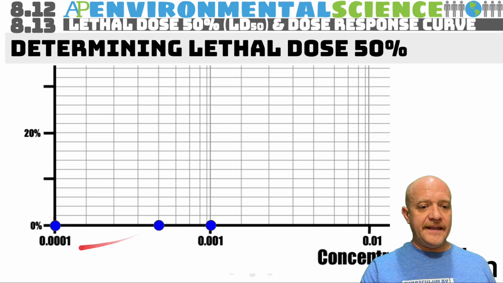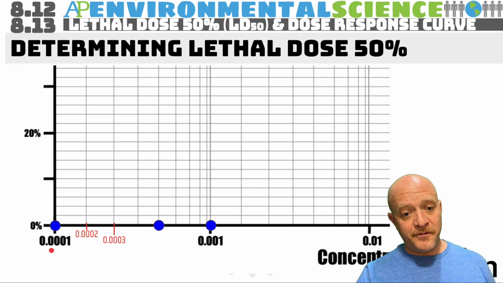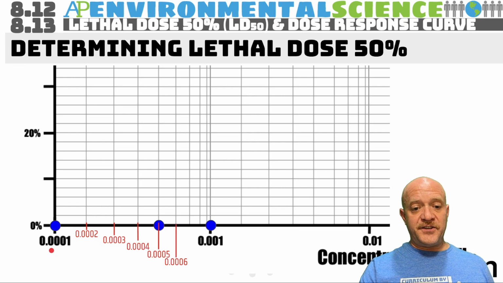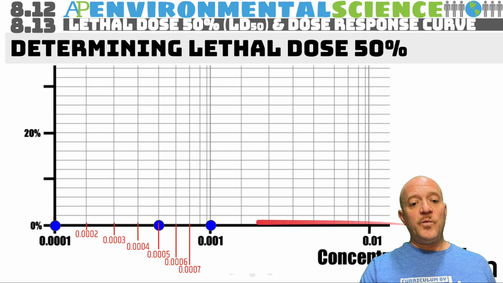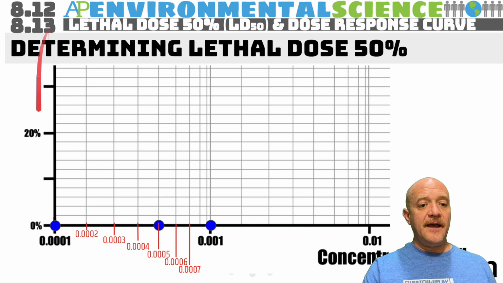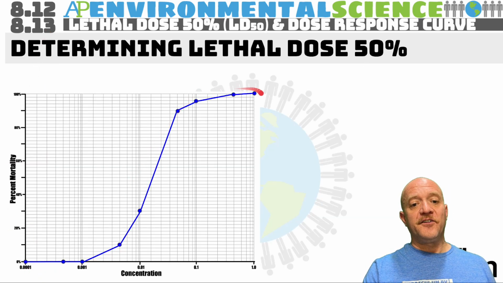So what does that look like? Like here, it's 0.0001, 0.0002, 0.0003, 0.0004, and so on. And then once we get up here, we're 0.001, 0.002, 0.003, 0.004, 0.005, and then we get to 0.01, 0.02, 0.03, and so on and so forth. So notice here at these low concentrations, we have 0% mortality. Now, if I were to graph it, this resulting graph is my dose response curve.